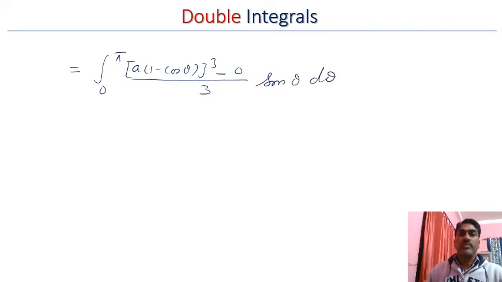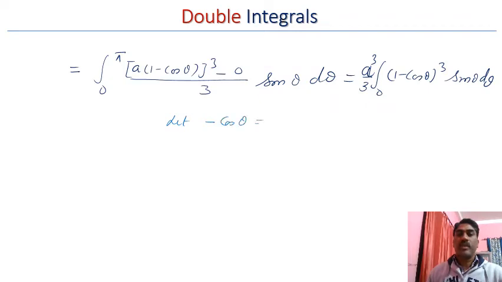So this will come of the type 0 to 1 by 3 can be taken outside, and even a cube can be taken outside. So we will have 1 minus cos theta whole cube sin theta d theta, and now you need a substitution. So let 1 minus cos theta be equal to t, and this gives you sin theta d theta is equal to dt.